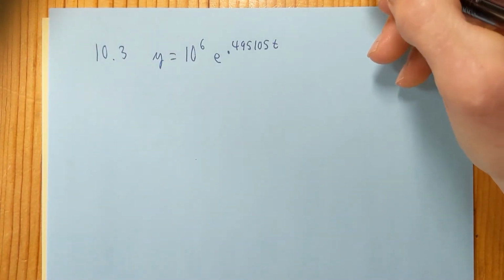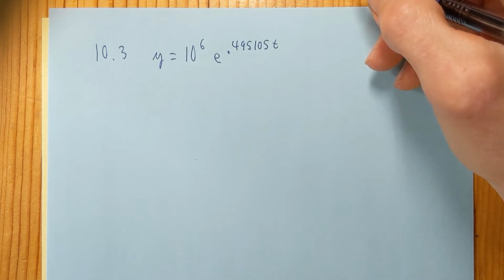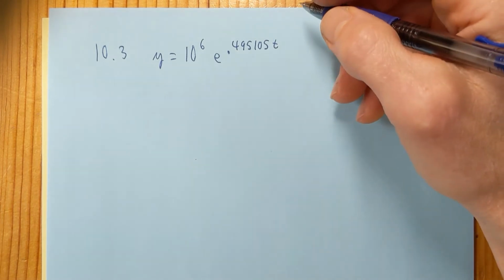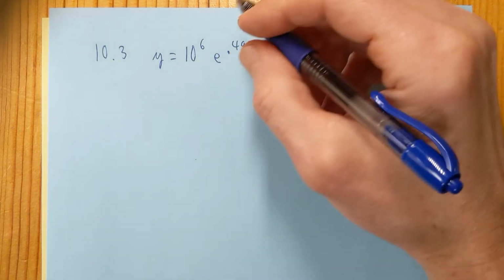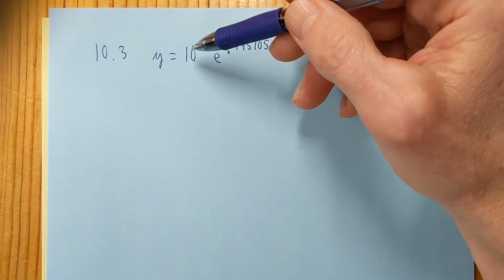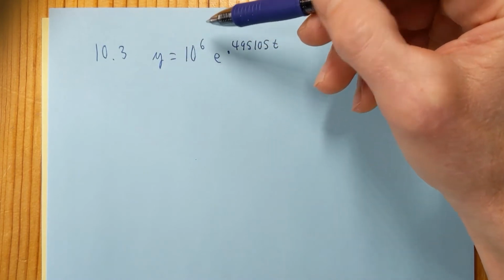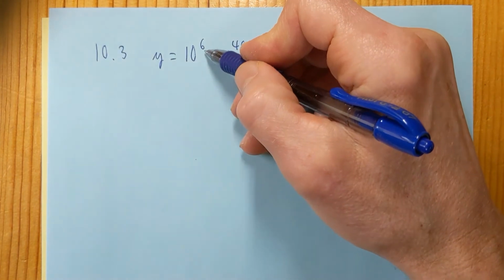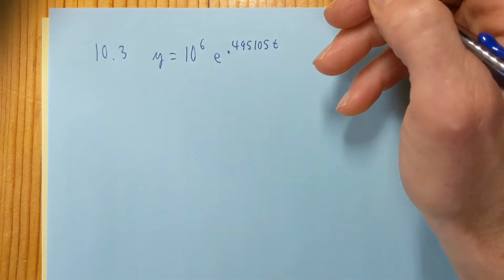Okay, in this video I'm going to help you out with questions 10.3 and 10.4, and then hopefully you can finish them by yourself. So 10.3 says you have yeast cells. That's why they use the letter Y here for the number of yeast cells. It starts off with 10 to the 6, which is a million, right? A 1 with 6 zeros is a million.